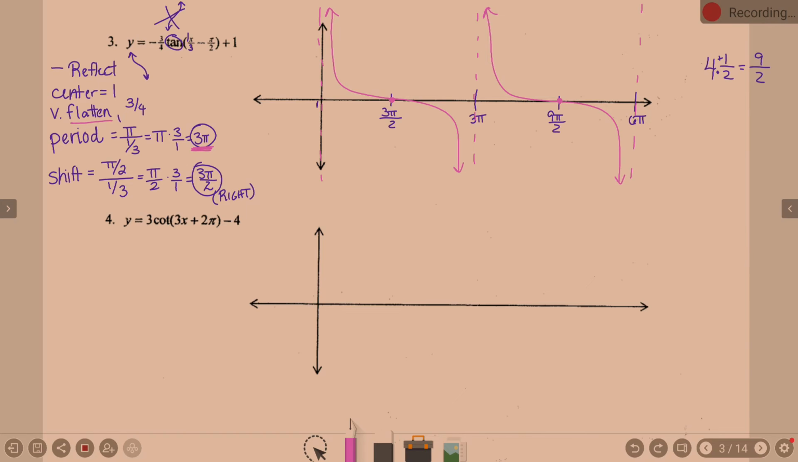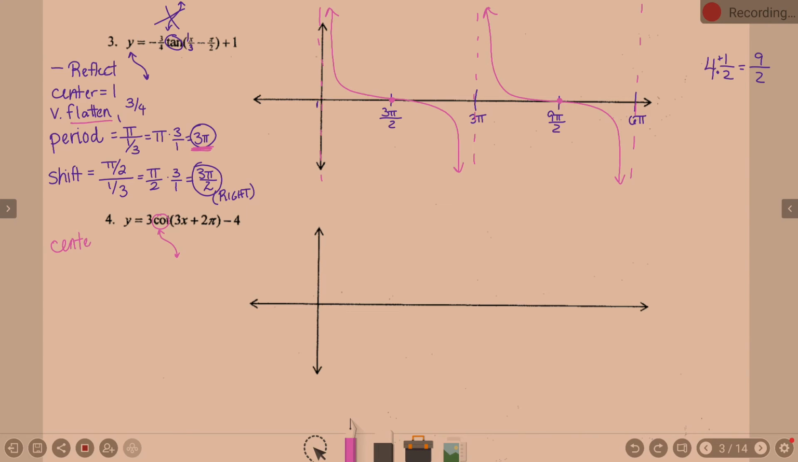Okay, are we ready for 4? Yeah. What do we know? Cotangent, which means it decreases. And it starts in the upper left corner and ends in the bottom right. Okay. So cotangent, decreasing curve. Center line is -4.